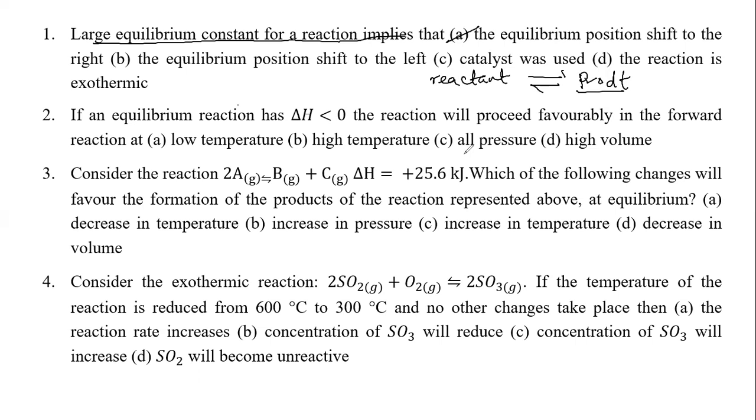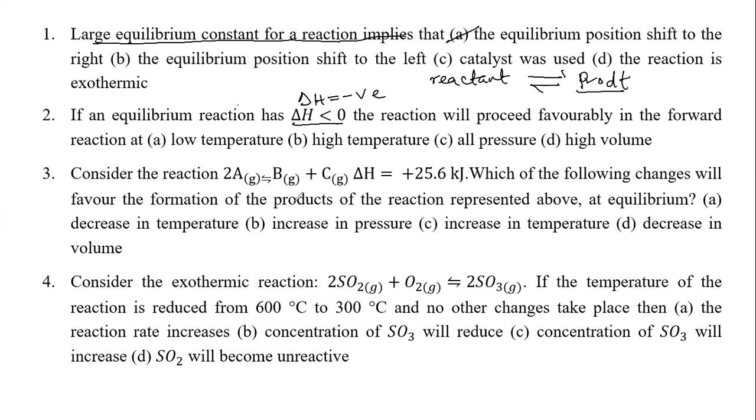Question number 2 says that if an equilibrium reaction has delta H less than 0, the reaction will proceed favorably in the forward reaction at what? Low temperature, high temperature, or pressure, high volume. Now, when you hear a reaction has delta H less than 0, it means that delta H is negative, which means it is an exothermic reaction.